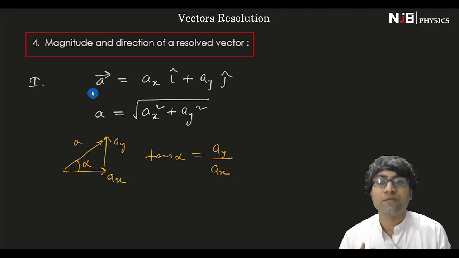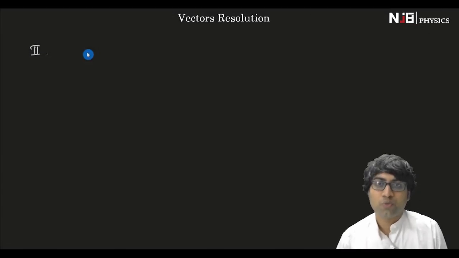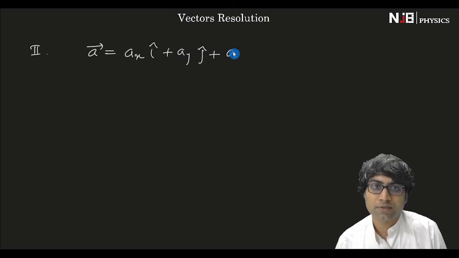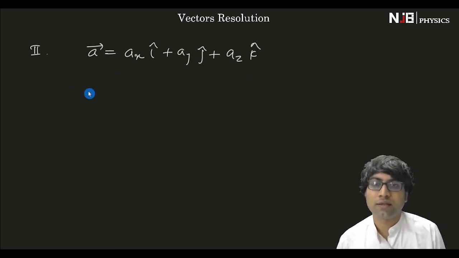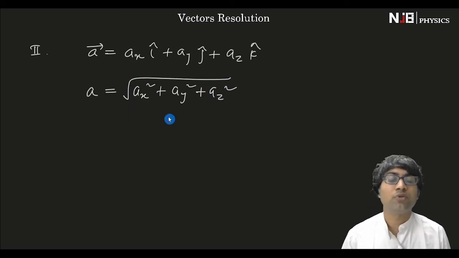What will happen if we have components along all the three directions, that is x, y and z? Let's see that situation. So basically we have a vector a equal to ax i cap plus ay j cap plus az k cap. When we have this situation, then the magnitude of this vector will be written as the square root of ax square plus ay square plus az square.